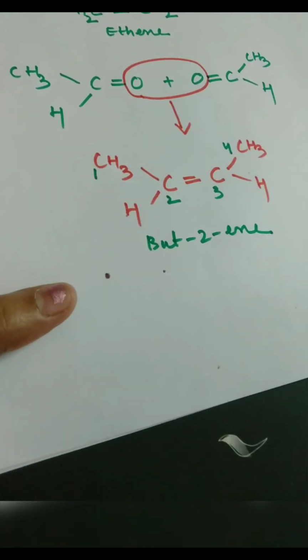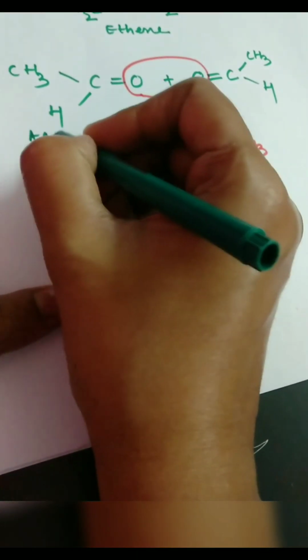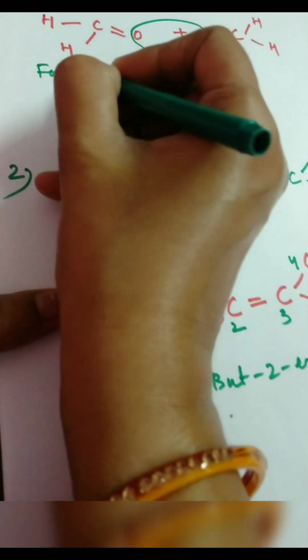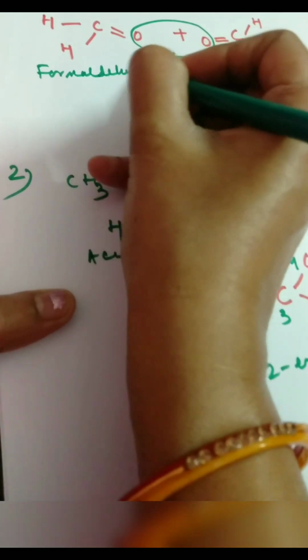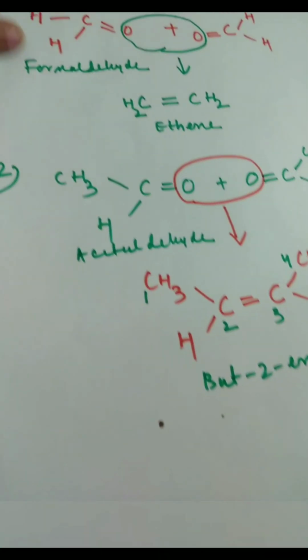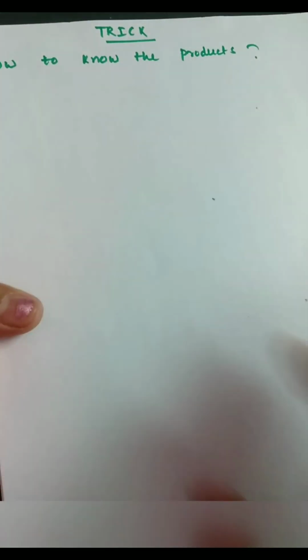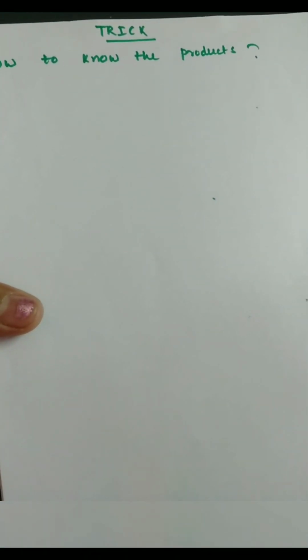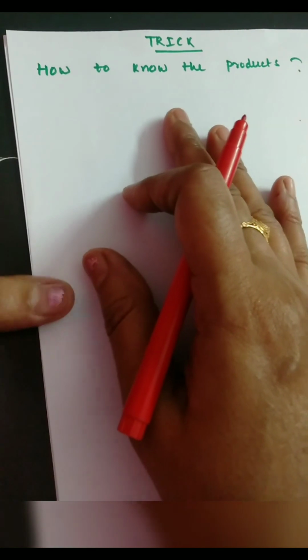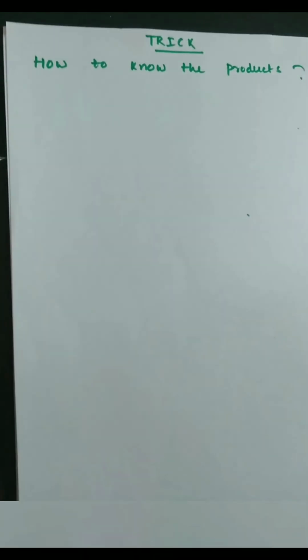So this is two molecules of acetaldehyde, and this is two molecules of formaldehyde. This is the trick to know the reactant from the product molecules. Similarly, how will you know the products from the reactant molecule? If the reactant is given to you, how will you know the product? See, an easy trick. This is a trick to remember the product.